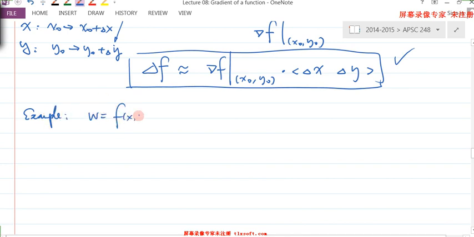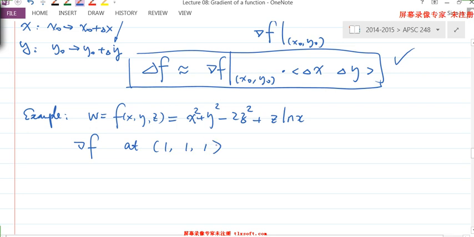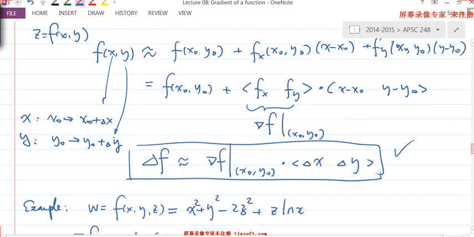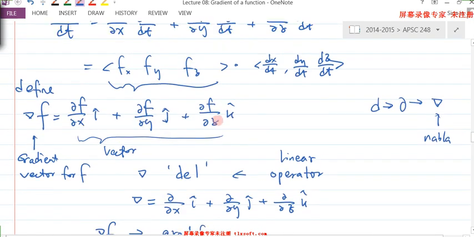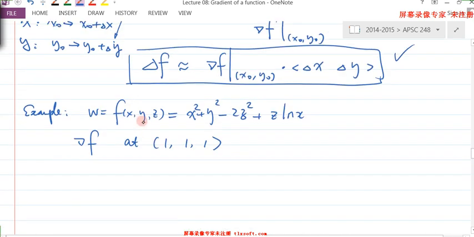W equal to f of x, y, z, three variables, equal to x squared plus y squared minus 2z squared plus z ln x. So here is the W right here. Can you calculate the gradient vector at location 1, 1, 1? So calculate the gradient vector at this location. Go back to the formula. What's the gradient vector? This is the formula. So calculate the gradient vector of this and then find its value at 1, 1, 1.